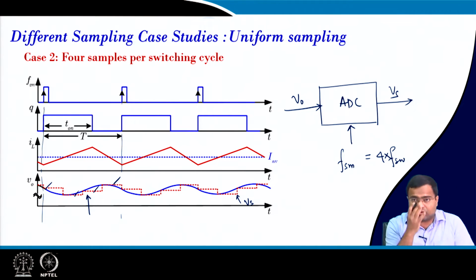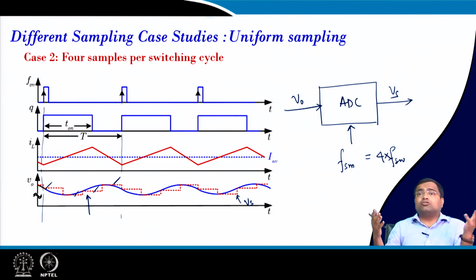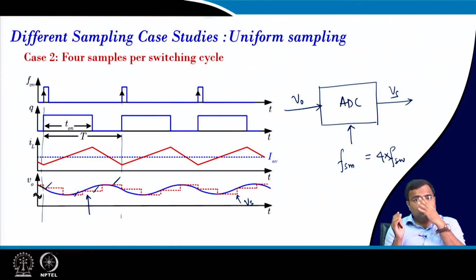So, 4 samples is one case study where the sampling rate is higher than the switching rate, but whether it is desirable or not, we will show in some MATLAB case study going forward. We will see the implication for stability when such 4 samples are considered, because you will find that any small deviation in the duty ratio may lead to highly periodic nonlinear behavior because of this multi-sample.